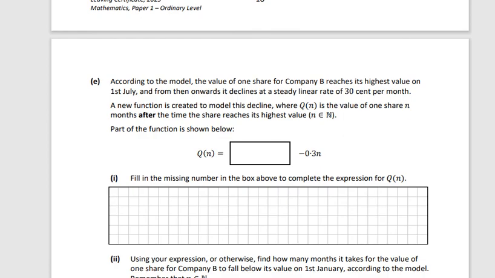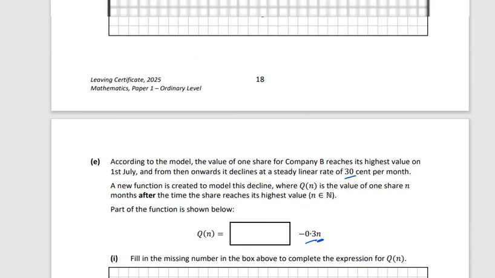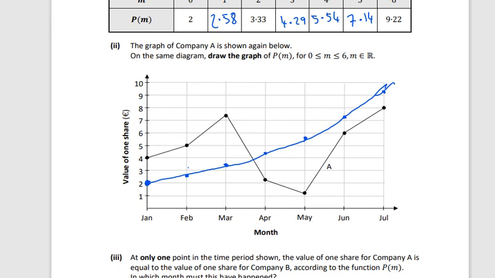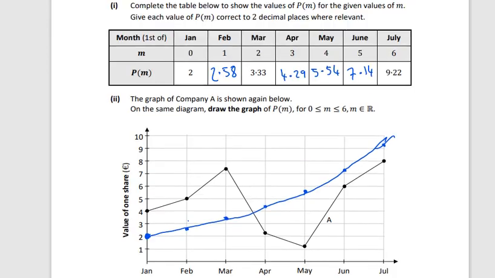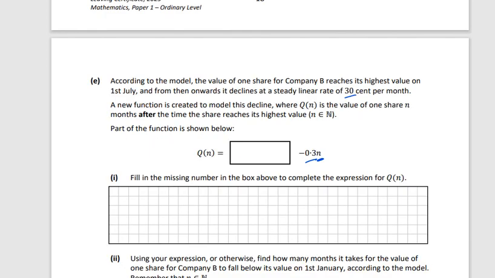Right, then part E, it decreases by 30 cent every month. So it decreases 0.3 for every n. After 1 month, it's 1 times 0.3. After 2 months, it's 2 times 0.3, and so on. So we just need to see at what point it started to decrease. If we look back up, that was the last point, it's the 9.2, it's this place here, 9.22.